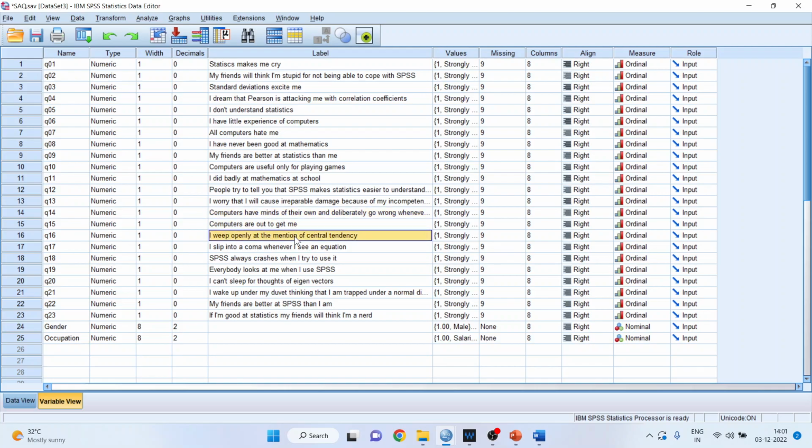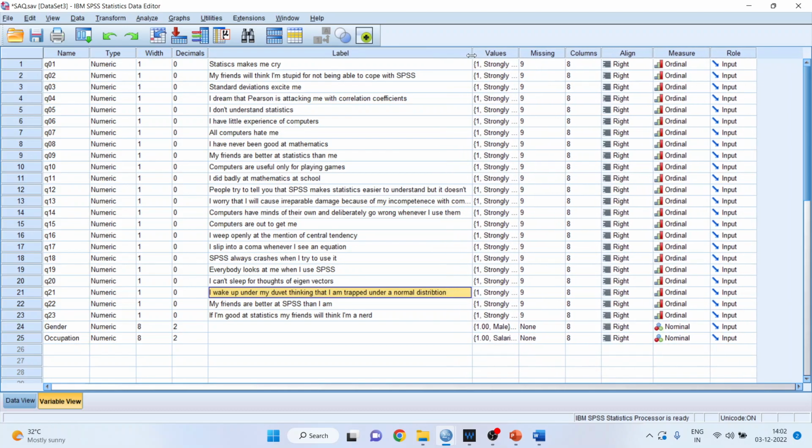I weep openly at the mention of central tendency. I slip into coma whenever I see an equation. SPSS always crashes when I try to use it. Everybody looks at me when I use SPSS. I cannot sleep for thoughts of eigenvectors. I wake up under my duvet thinking that I am trapped under the normal distribution.